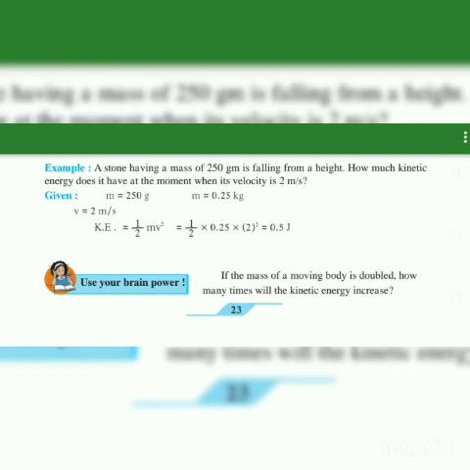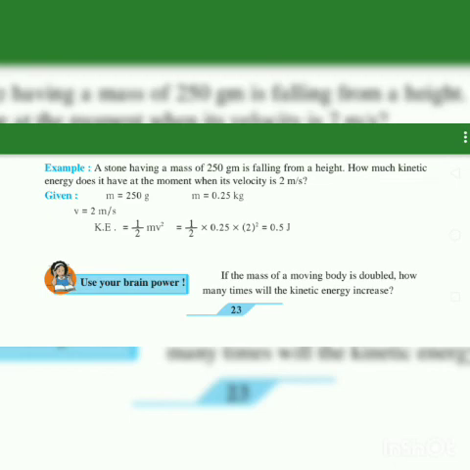And we have the formula of kinetic energy, which is half mv square. Now we put the values. Half into 0.25 into 2 square. So 2 square is 4. 0.25 into 4. Do the multiplication and division, and you will get the answer, that is 0.5 joule. So in this way you have to solve this example.